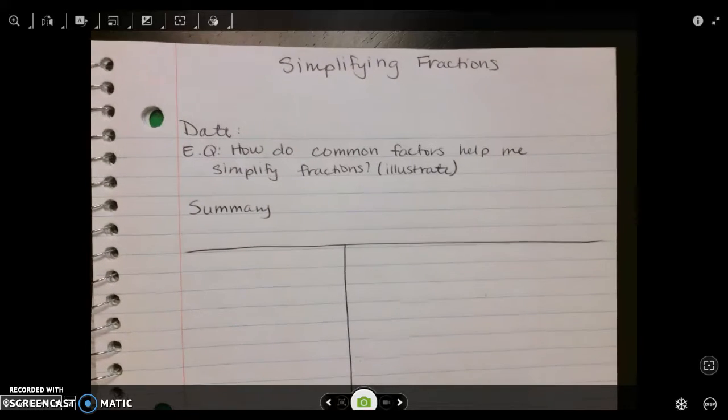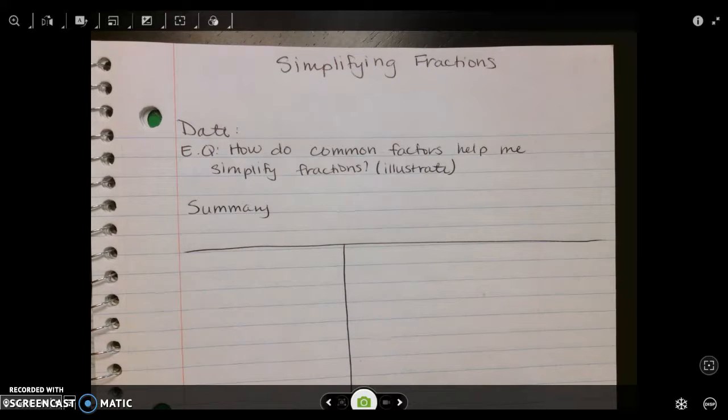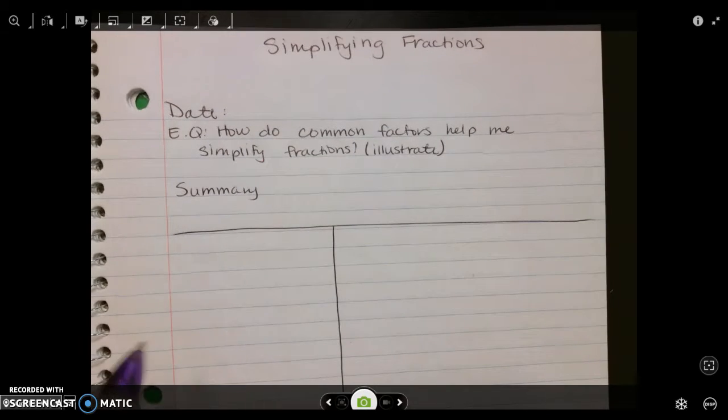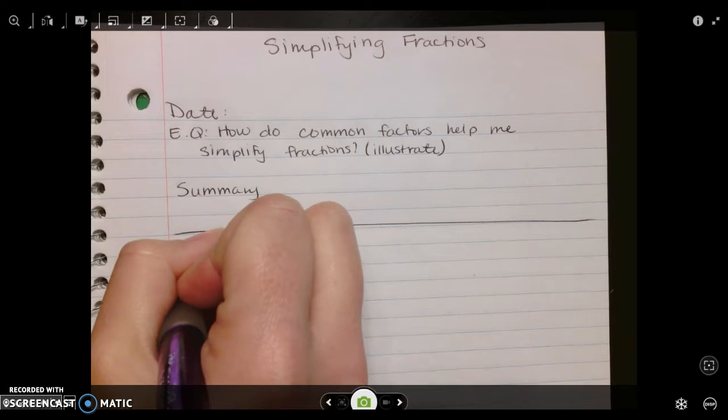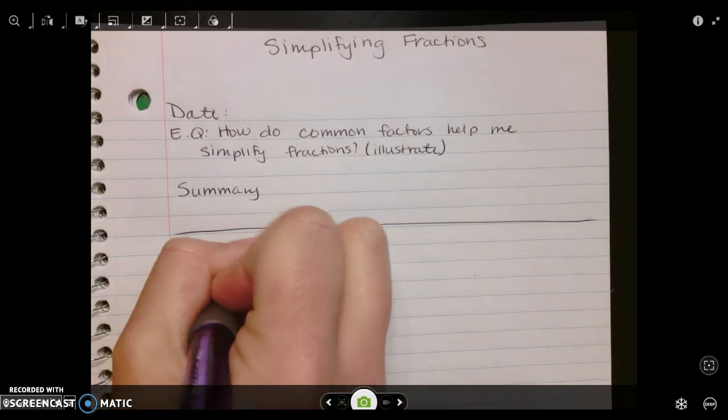This is an instructional video about simplifying fractions. And our essential question today is, how do common factors help me simplify fractions? And it's an illustrating level question. So first up, we're going to remind ourselves, what is the greatest common factor?